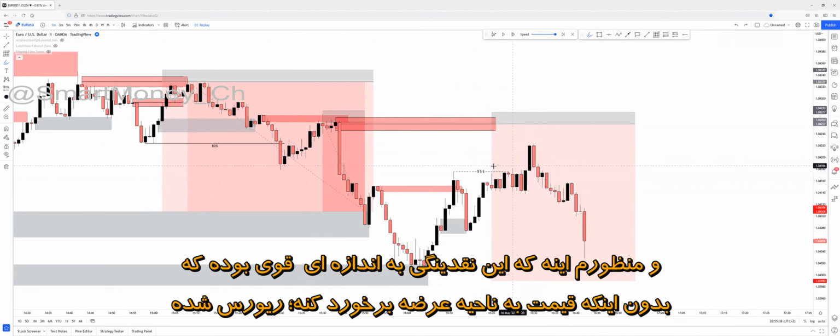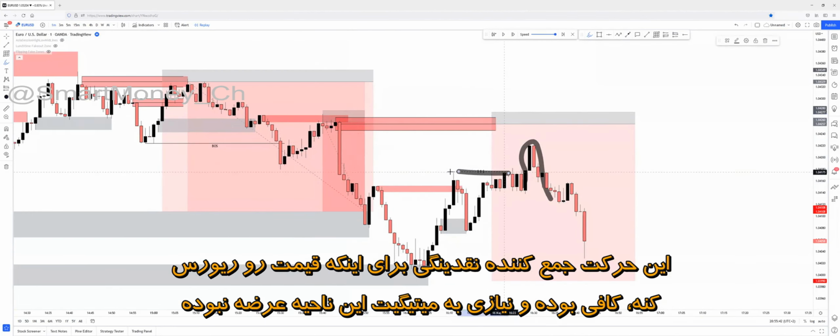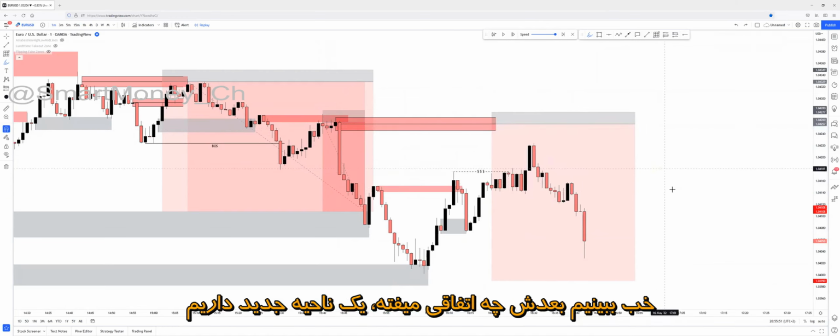I mean, this liquidity was strong enough to reverse price without tapping into a supply zone. This liquidity sweeping movement was just enough for price to reverse to the downside once again. And this zone tap wasn't necessary. So yeah, let's see what happens next.